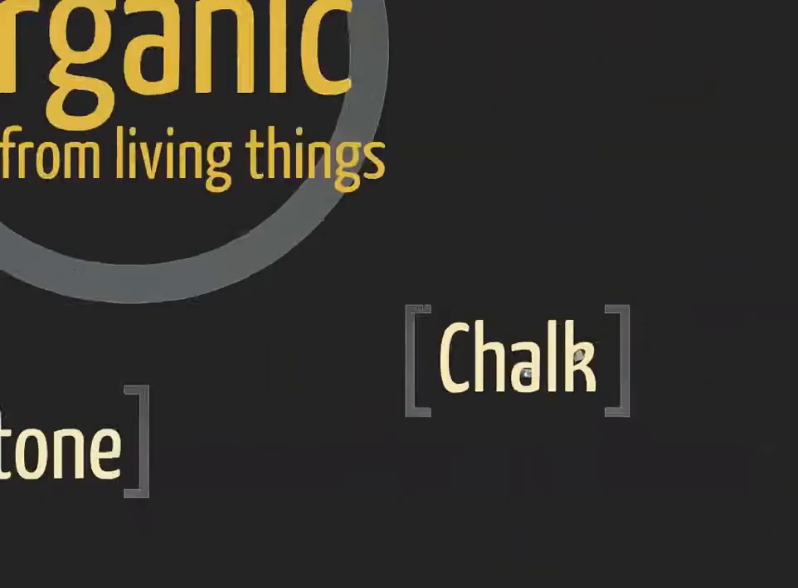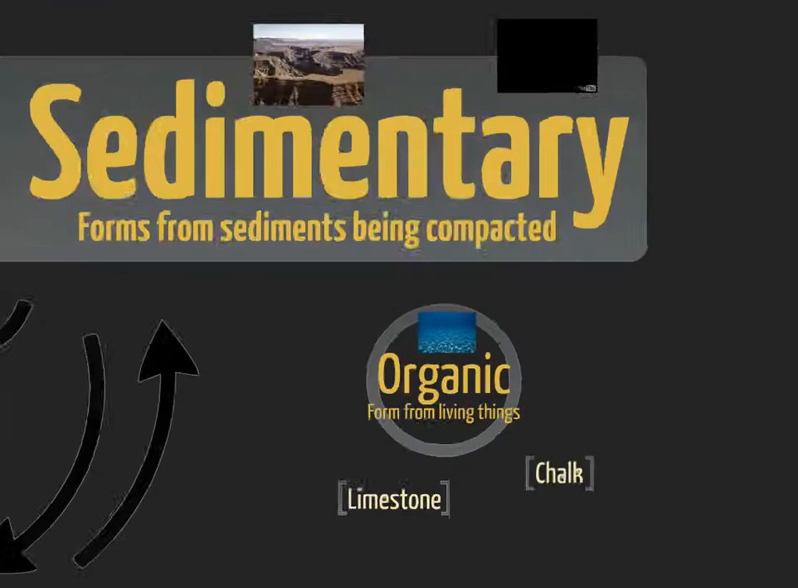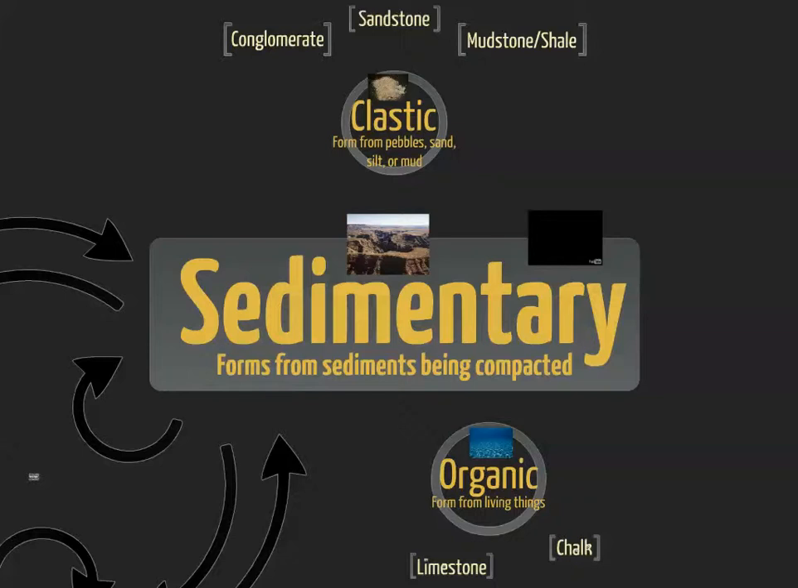Whoa. So there you have it. Organic sedimentary rocks. So clastic and organic, the two main types of sedimentary rock. Again, most of these form from sediments simply being compacted and then cemented together.